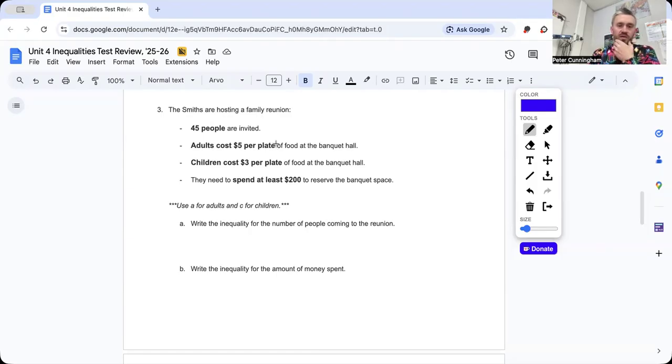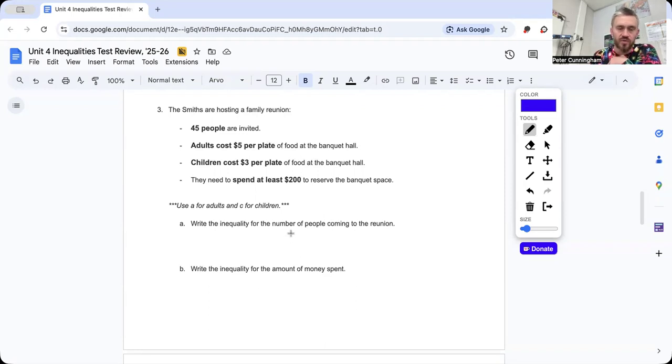Okay, the Smiths are hosting a family reunion. 45 people invited. That's $5 per plate. Inequality. We need to spend at least $200 to reserve the banquet hall. Okay, write an inequality for the number of people coming to the reunion.